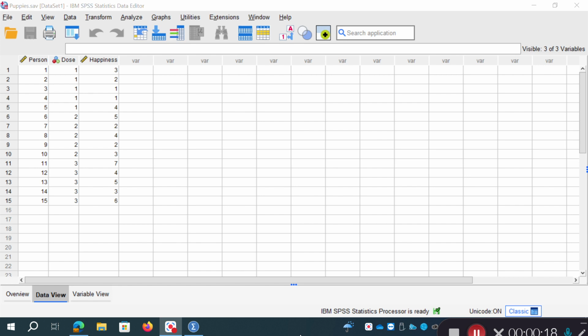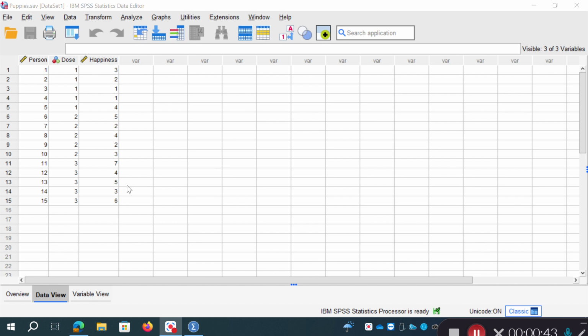Demonstrating how to do one-way independent groups ANOVA using SPSS. I've got an SPSS data file up in front of me with some data. I think it's made up data, and it's an example from the Andy Field textbook. The data file is puppies.sav, and there are 15 participants. Here's this person variable, and there's a categorical variable called dose that has 3 levels, 1, 2 and 3, and then this scale variable called happiness.